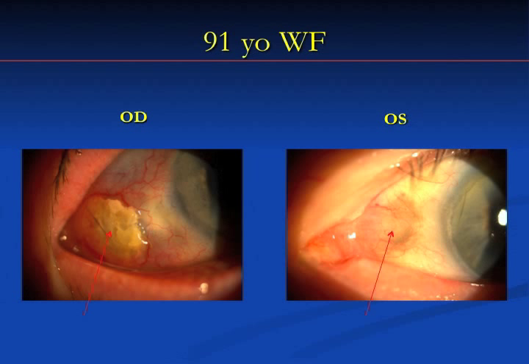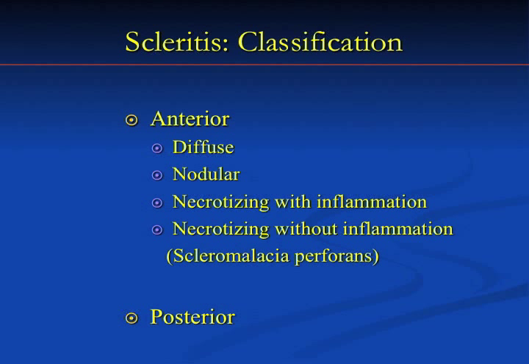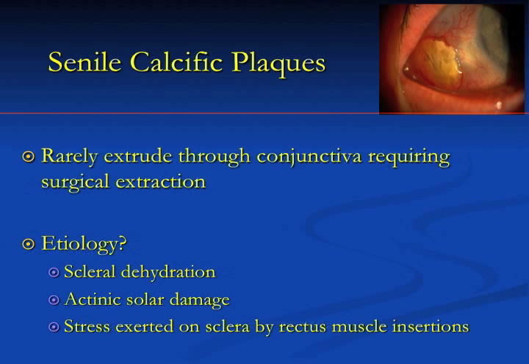In the other eye, when we looked, there was a senile plaque. And as we know, we see that quite often in patients that are a little bit older. Thinking about scleritis, we know that it can be anterior or posterior, either localized or diffuse, or just like a nodule. In this particular case, our patient presented with scleromalacia perforans, and we thought that this was related to her history of rheumatoid arthritis.